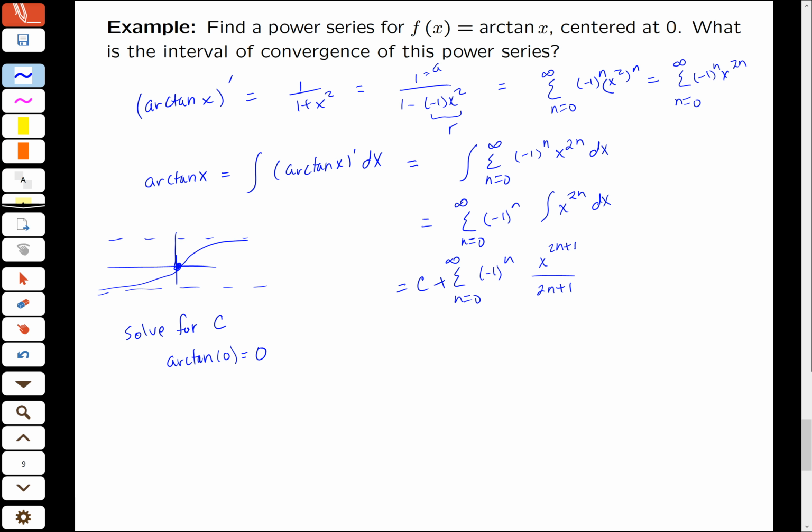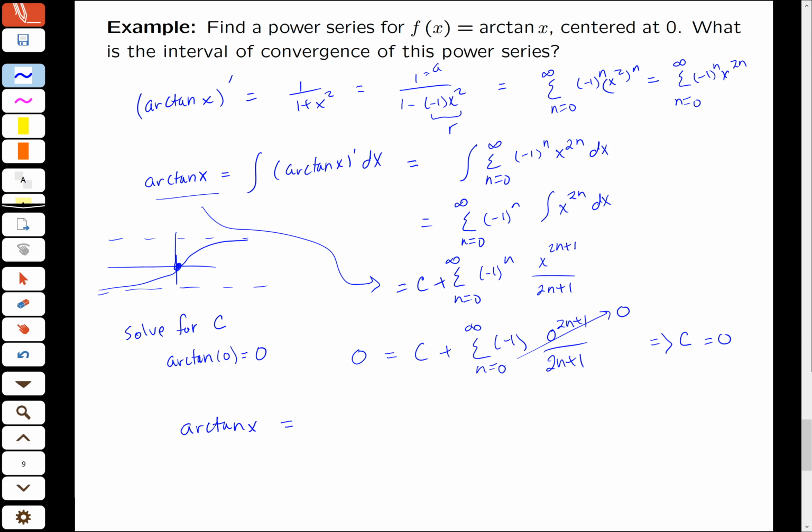This is all equal to the arctangent of 0, so 0 has to be equal to, when I plug in x equals 0, what is 0 to the 2n plus 1? 0. So this whole part here is 0. So that's just equal to c. So we have c equals 0. Therefore, the arctangent of x is going to be our sum, n equals 0 to infinity, negative 1 to the n, x to the 2n plus 1 over 2n plus 1.